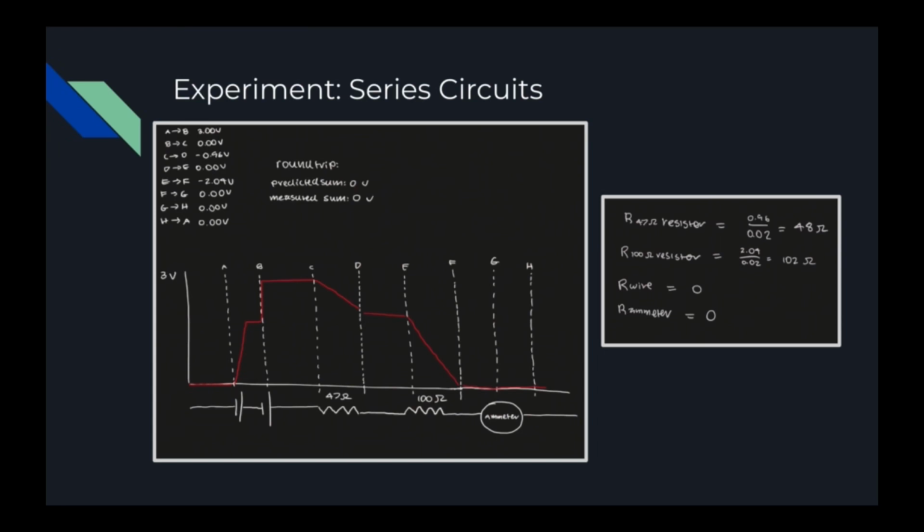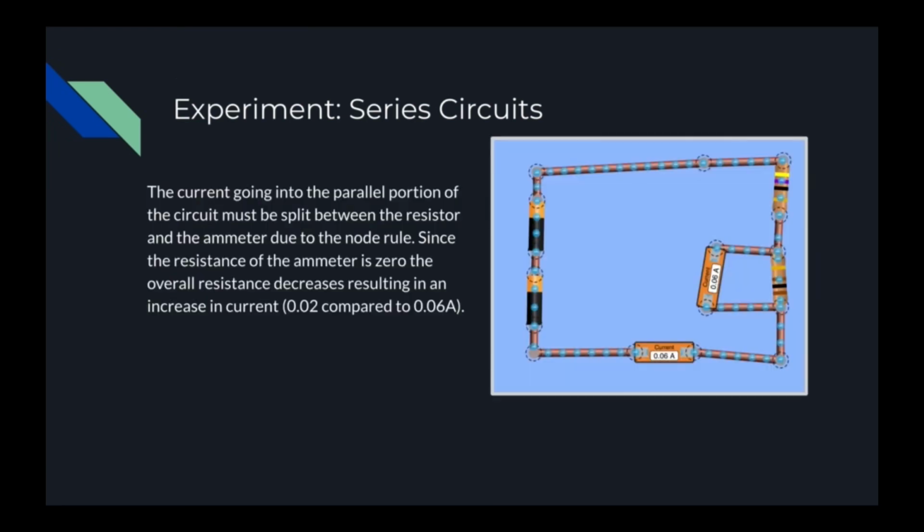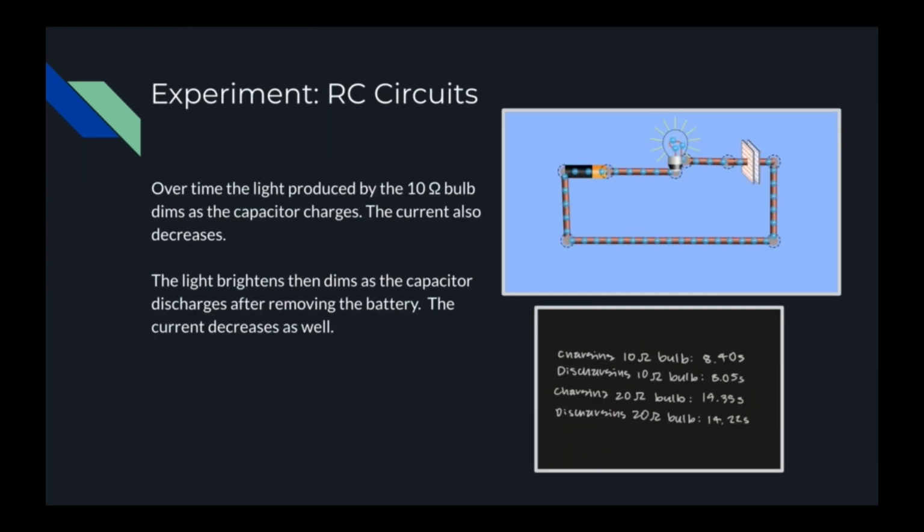Using Ohm's law to calculate the resistance of each resistor, we can see that each value is true to the predicted value. Now the voltmeter is replaced with an ammeter in parallel with a 100 ohm resistor. The current going into the parallel portion of the circuit must be split between the resistor and the ammeter due to the node rule. Since the resistance of the ammeter is 0, the overall resistance decreases, resulting in an increase in current. Next, we will investigate RC circuits to observe how a capacitor charges.